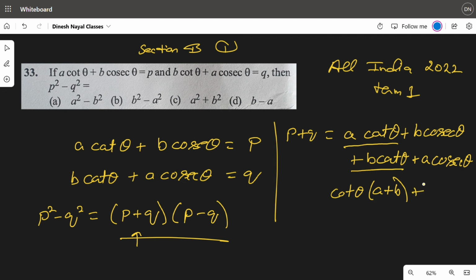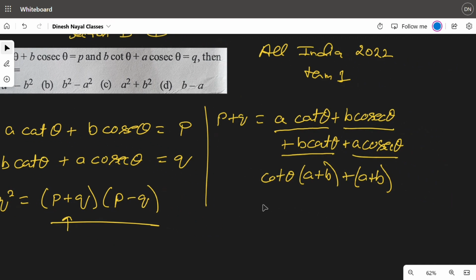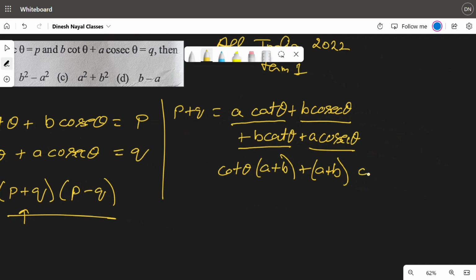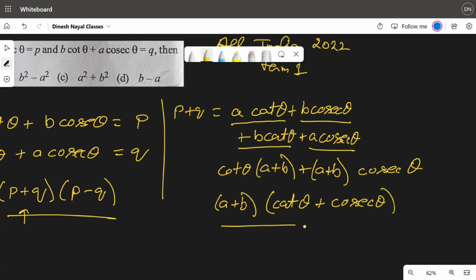Okay, similarly from this, b cosec theta and a cosec theta, if we take cosec theta common, we will be left with a plus b cosec theta. Now from here we can take a plus b common from these two. So if we take a plus b common, this will be cot theta plus cosec theta. So this is p plus q.